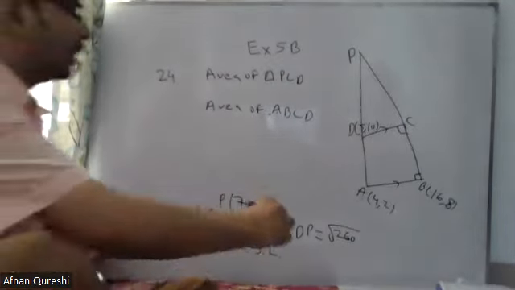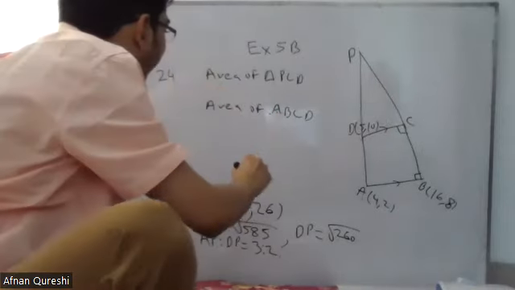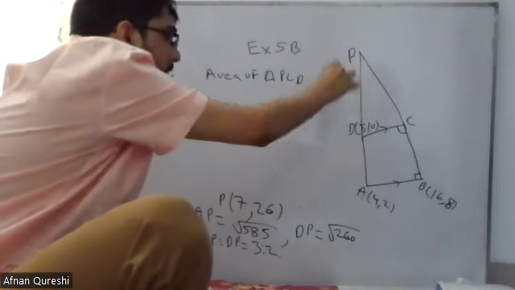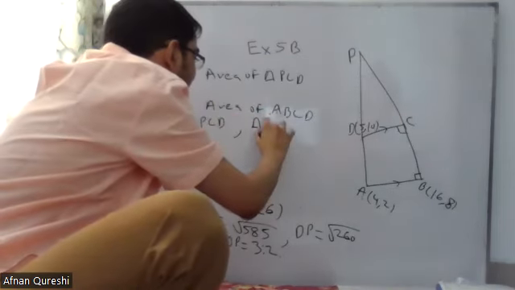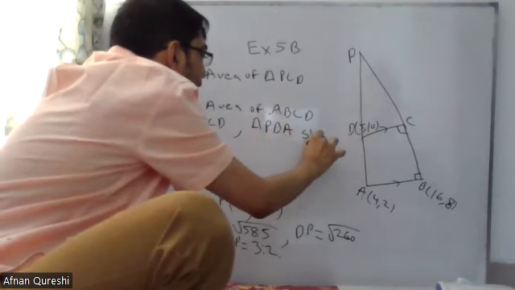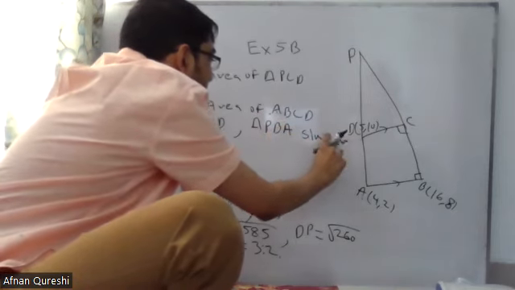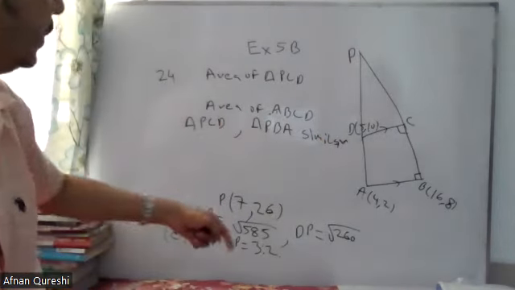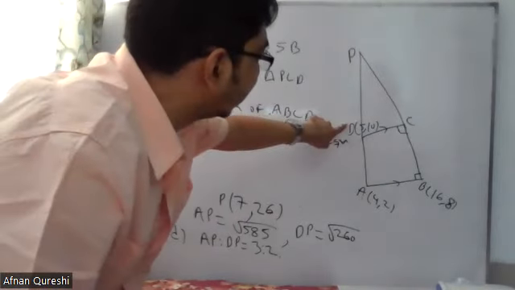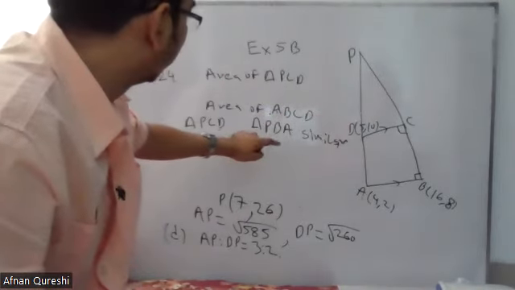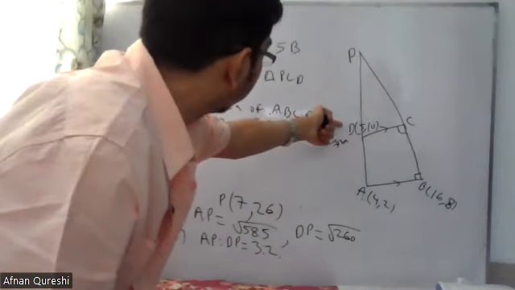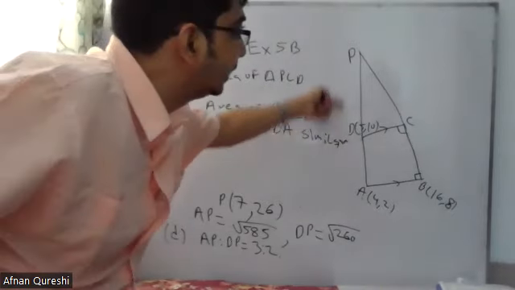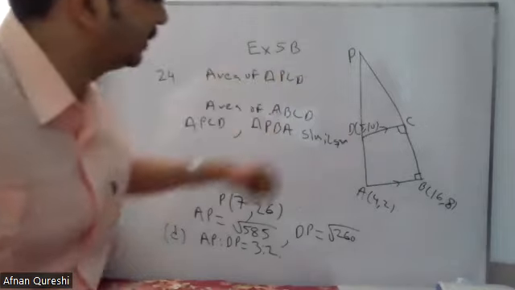Basically what you have to understand is that there are these two triangles: the smaller triangle PCD and the larger triangle PBA. They're actually similar triangles. AP is to DP is 3:2. If I take the corresponding sides, DP and AP are corresponding sides of the similar triangles. DP is of the smaller triangle, AP is of the larger triangle.